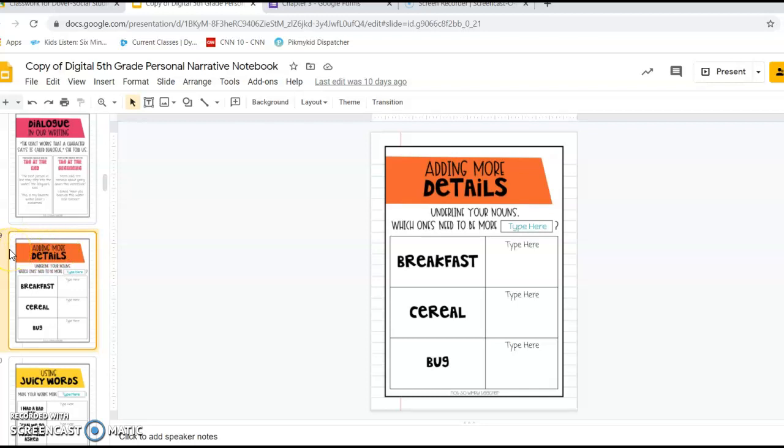We're going to talk a little bit about adding more details. Okay, so we're looking at our nouns in our writing. So in a little bit, you're going to look at your writing draft that you had turned in, now sent back to you. And we're going to underline, you can look at your nouns. What are nouns, guys? Person, place, or thing. Okay, and we're going to see which ones need to be more specific.